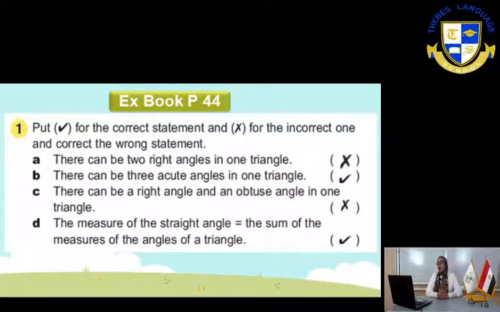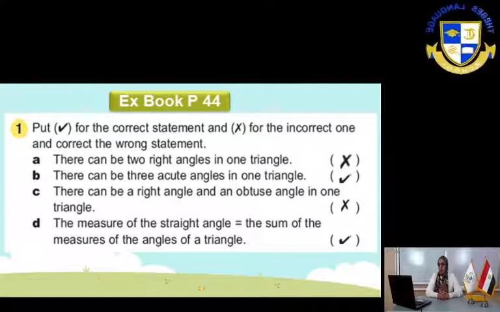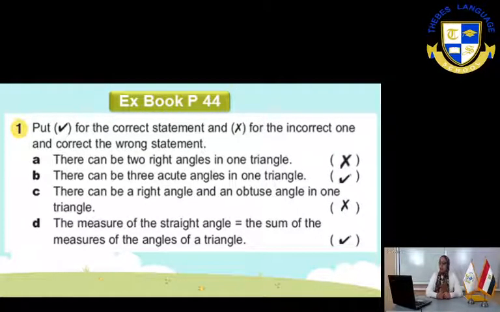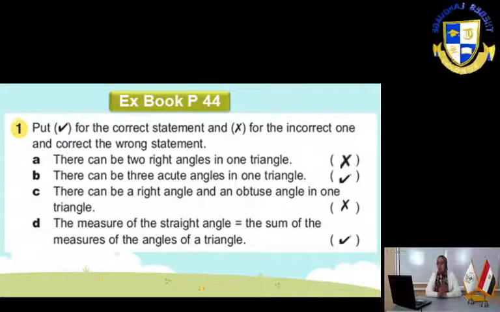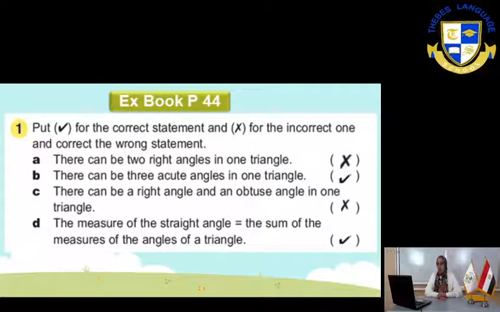Now the question: put right for the correct statement and wrong for the incorrect one, and correct the wrong. A, there can be 2 right angles in one triangle. Think, can we find in any triangle 2 right angles? No, we can't, because if we have 2 right angles, the sum of them will be 180. So the third will be how? So this statement is wrong. If we want to correct it, we can say there can be 2 acute angles, or you can write there can be 1 right angle. You are free to correct it by changing the 2 into 1, or the right angle into acute.